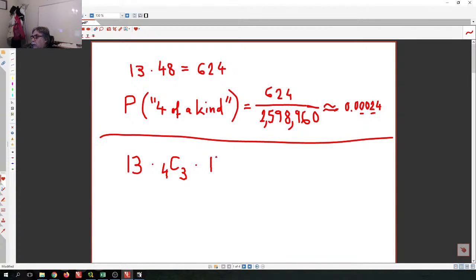You are left with 12 possible denominations. You can't have aces and aces. Now you're going to have to select something else. And let's say you have 10s. So now you have selected 10s. You could have selected anything of the other 11. So you have 12 options there.